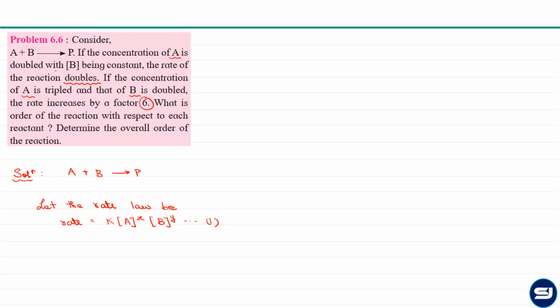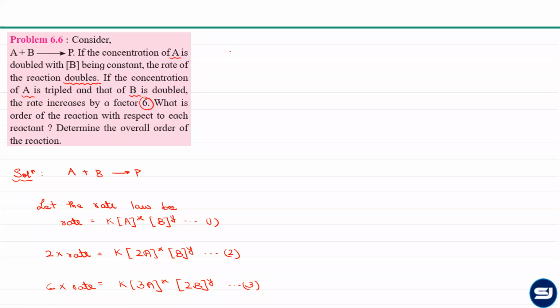इफ a इज डबल्ड विद b बीइंग कांस्टेंट, तो आई विल डबल द a, मतलब ट्वाइस ऑफ a रेस टू x एंड b को कांस्टेंट रखा तो b रेस टू y. तो रेट डबल हुआ तो 2 इंटू रेट. समझा? अब दूसरा स्टेटमेंट क्या बोलता है कि a को ट्रिपल किया सो दिस विल बिकम 3a रेस टू x और b को डबल किया तो 2b रेस टू y. तो रेट क्या हो रहा है? 6 टाइम्स हो रहा है. ठीक है. तो हमने स्टेटमेंट्स के थ्रू रेट लॉस के 3 डेटा को रिप्रेजेंट किया.